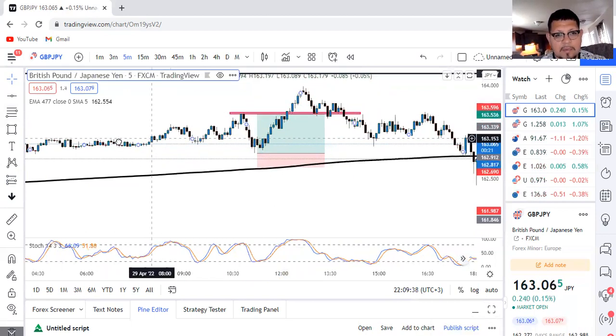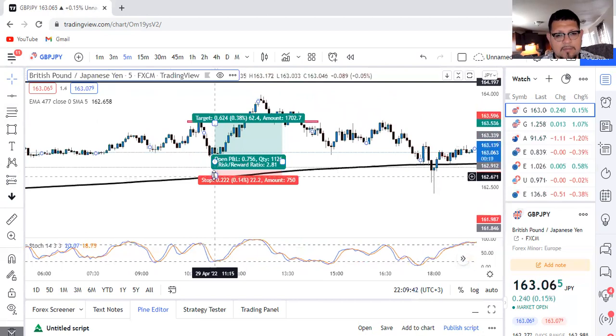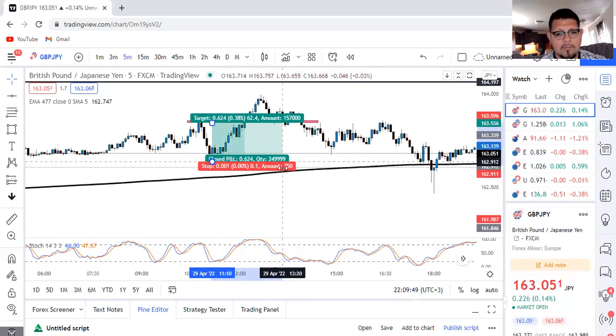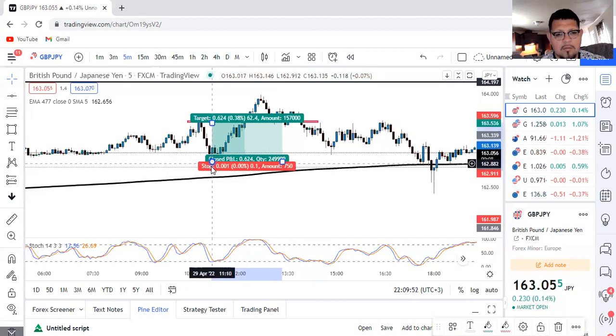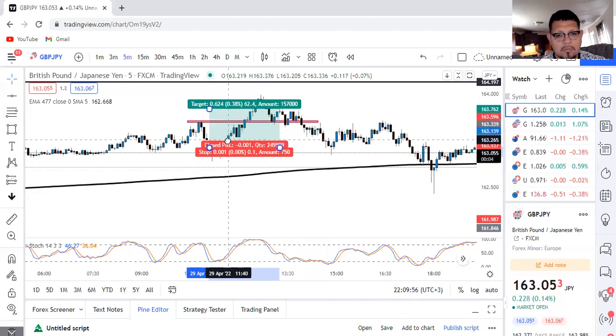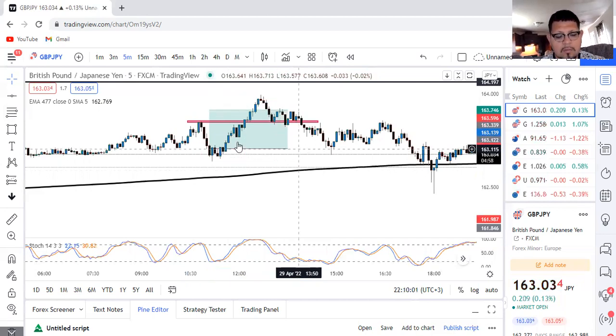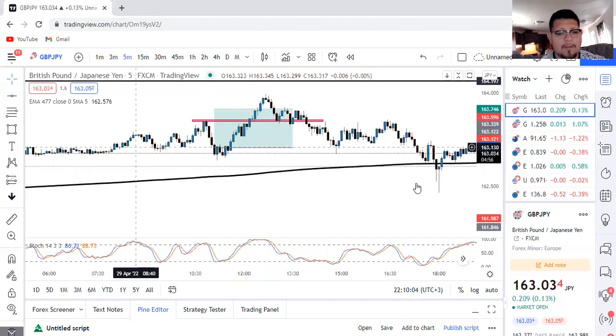64 pips here. And let me tell you, this is done on the 5-minute time frame, right? Stop loss at the 477. Okay, you guys get the point.